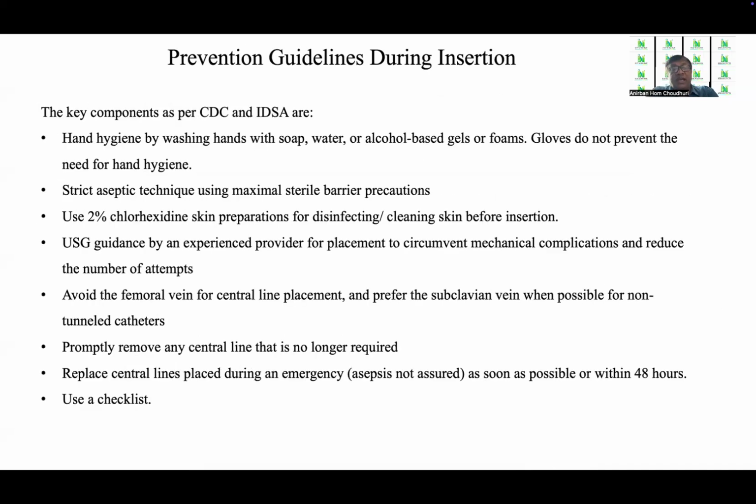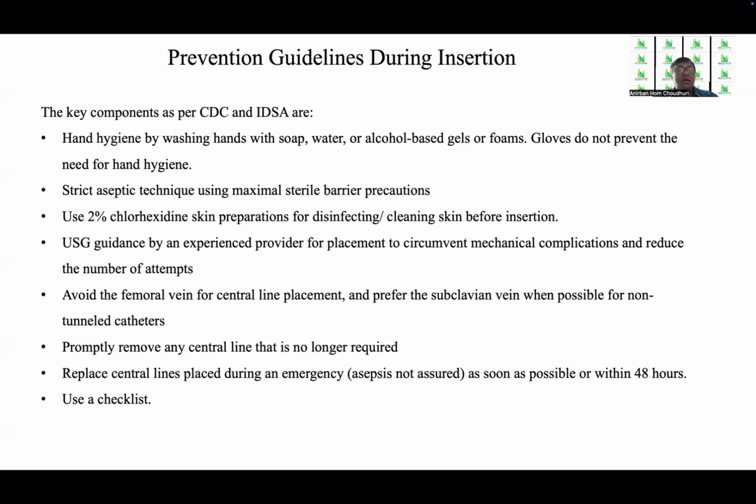So the whole of these guidelines has been divided into two, that is prevention guidelines during insertion, which includes hand hygiene by washing hands with soap, water, or alcohol-based gels or foams. Gloves, of course, do not prevent the need for hand hygiene. Strict aseptic technique using maximal sterile barrier precautions is to be undertaken. 2% chlorhexidine skin preparation for disinfecting or cleaning the skin before insertion.